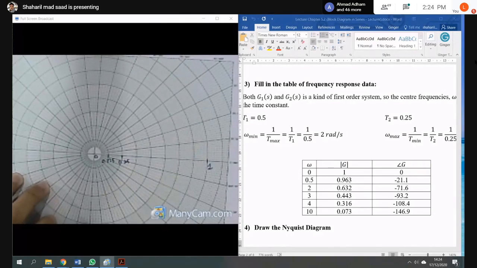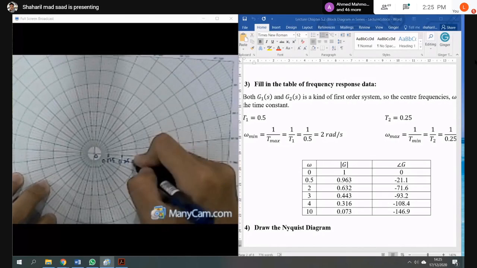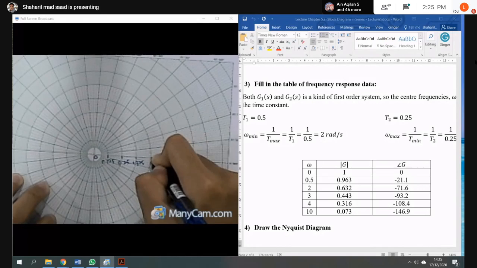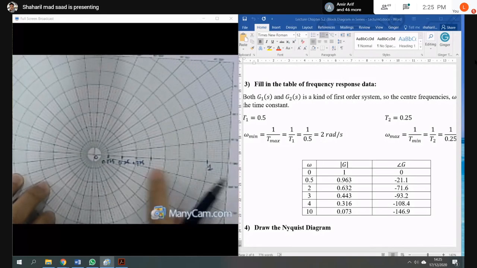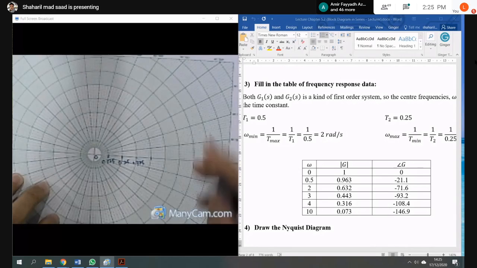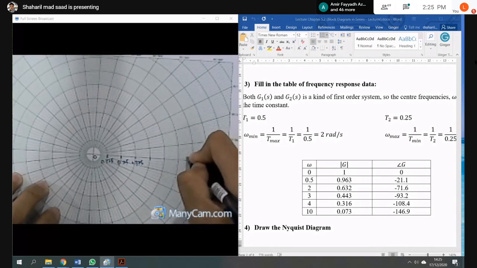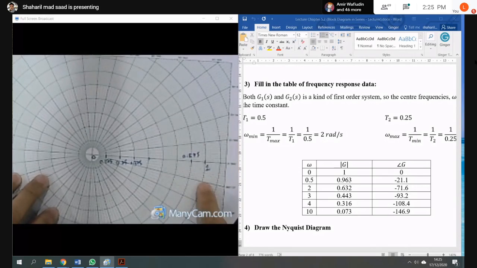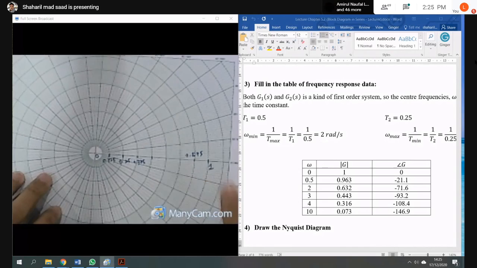Okay, and then you times by 3, 0.375 and so on. We try to calculate it. And 1 minus 0.125, so this one will be 0.875. Okay.